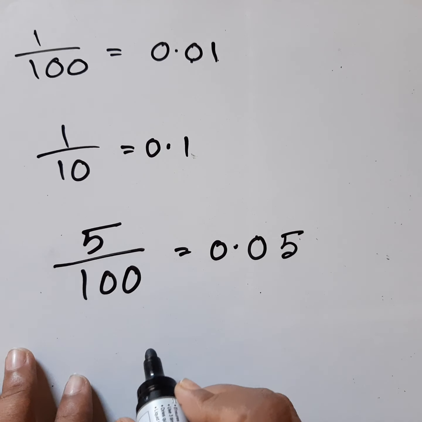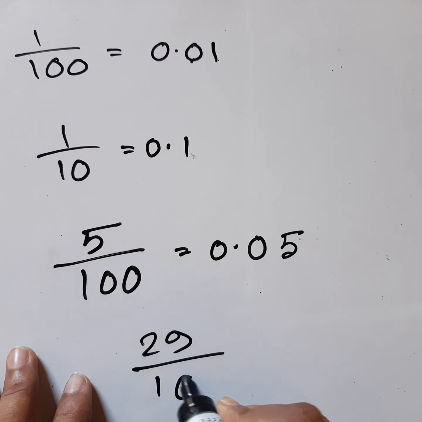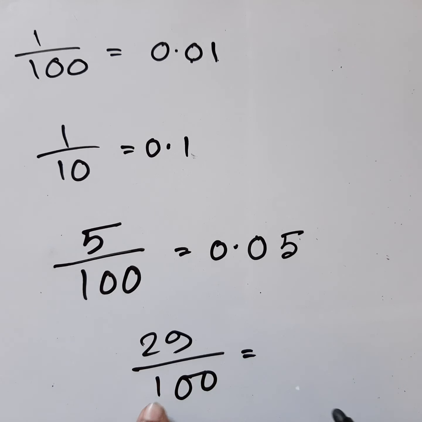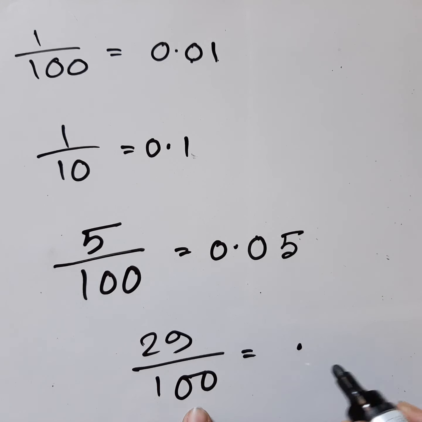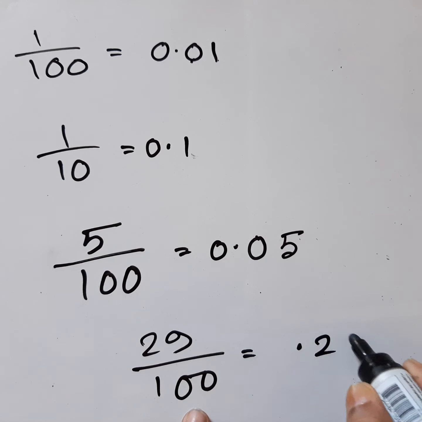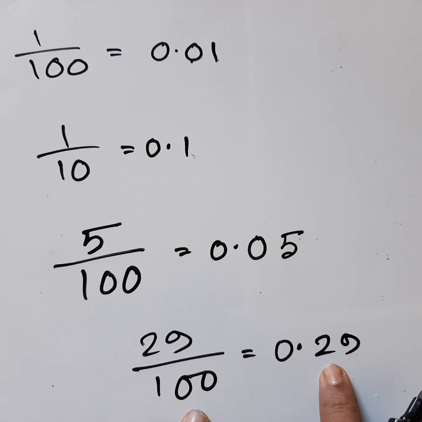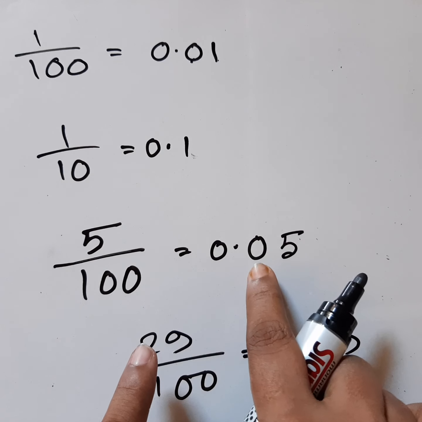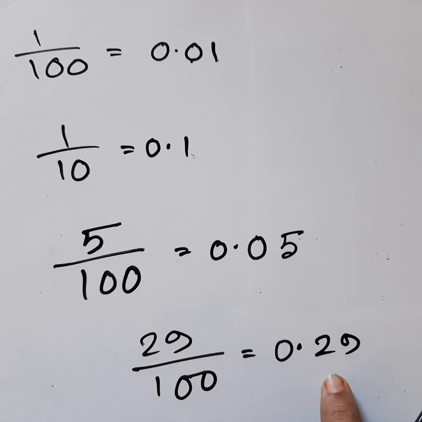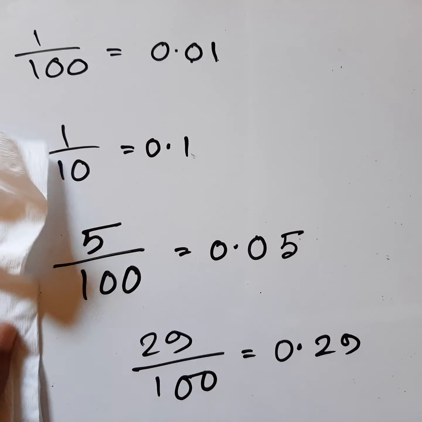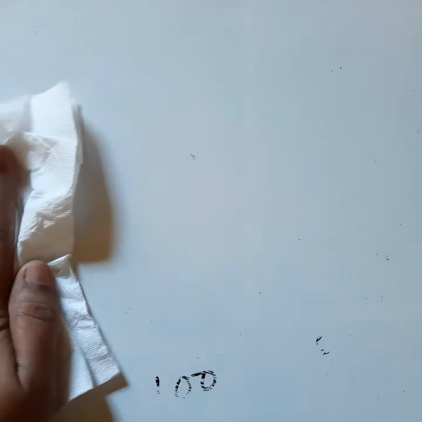Okay, again I'm going to show you another one. 29 by 100, 29 parts out of 100 parts. So first we put the point, and there are 2 digits, so we already have 2 digits over here, so we just write this down. Okay, if we have only one digit, then we are supposed to put 0 over here, but if there are 2 digits, then we don't have to put any zeros. Okay, this is the part of 100 parts out of, yes, out of 100 parts of any object.